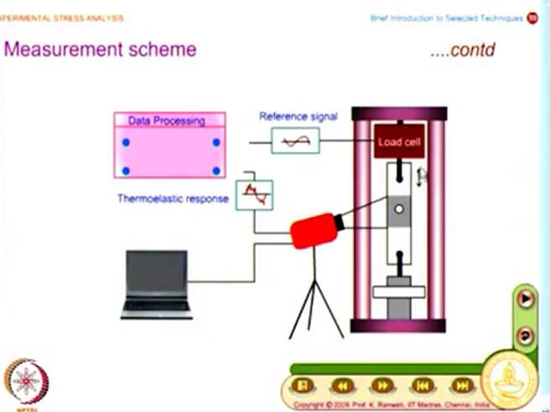I am applying a cyclical loading. I do up and down, I do a cyclical loading. So, the model is subject to a cyclical loading, and this event is recorded by a thermoelastic camera. And mind you, thermoelastic cameras are very expensive, it is not like visual range cameras.